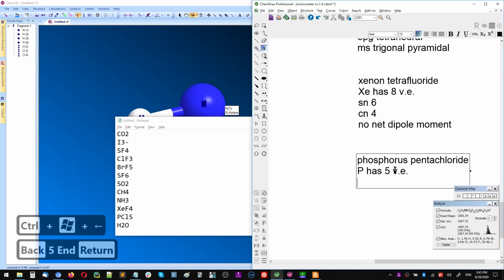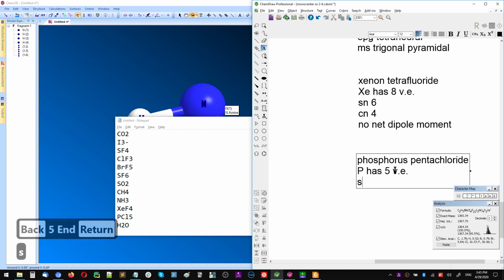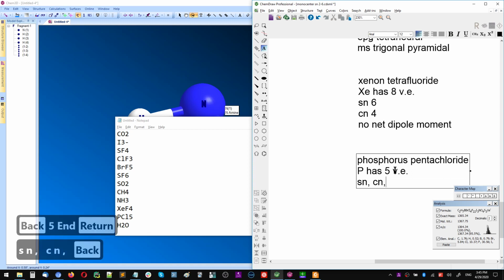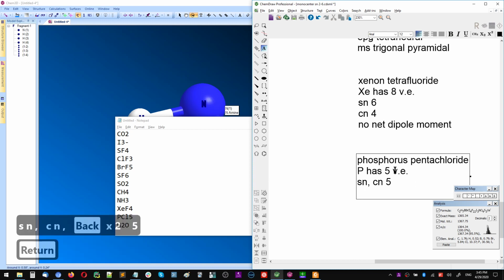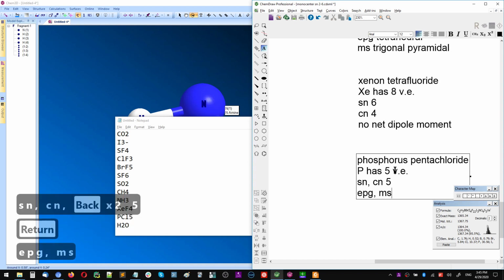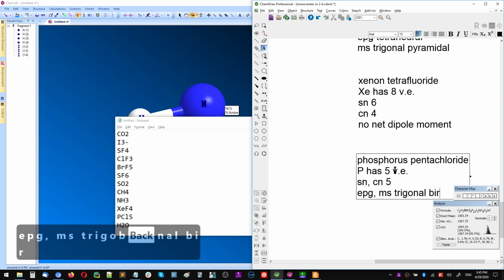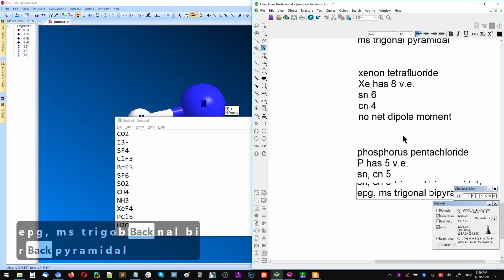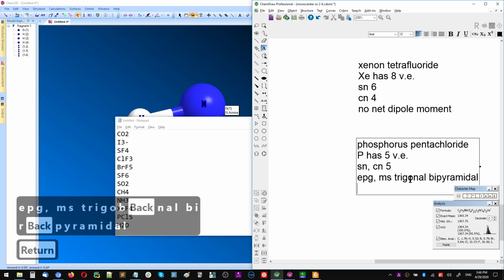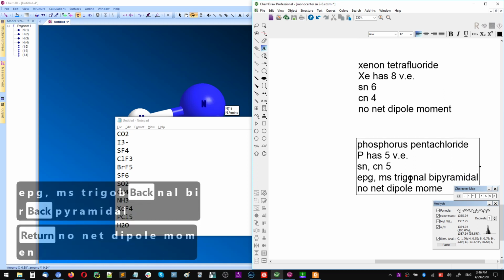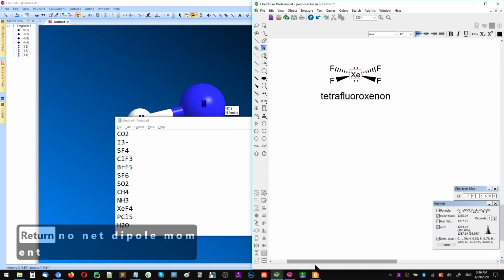I'm getting a bit tired. Okay, all of them are taken. The steric number and the coordination number are 5. Okay, I know. And the electron pair geometry and the molecular shape are trigonal bipyramidal. And there is no net dipole moment. I got this one.